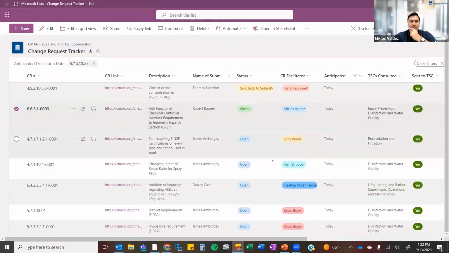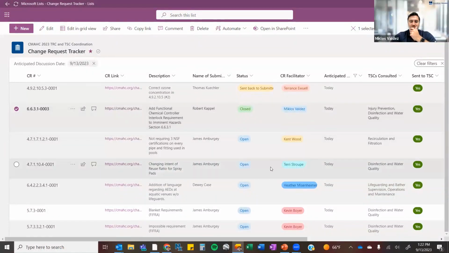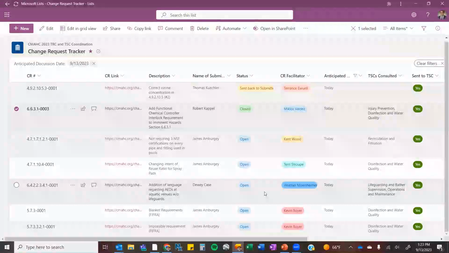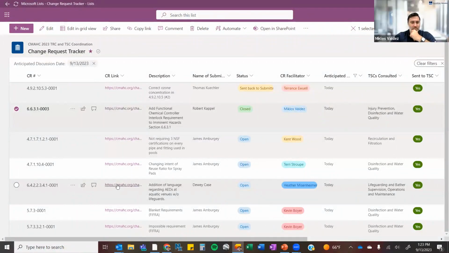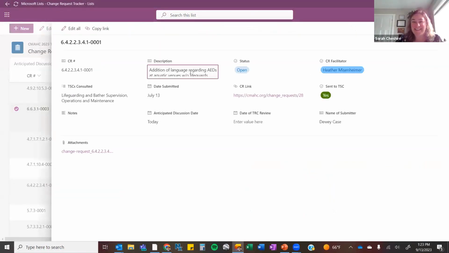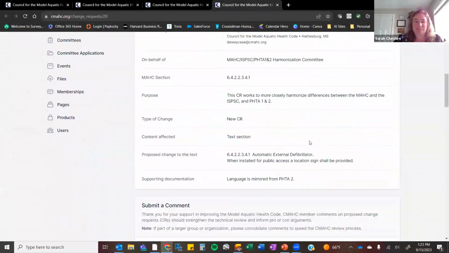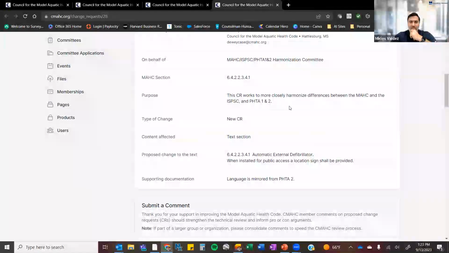We're gonna skip these two for now because we can't vote on them, but if we have some time and want to discuss after, we can. Dewey, you are not a voting member, correct? Correct. Okay, so we can discuss this one. Heather is driving right now. She texted me and said she can't make comments or talk because she's driving. I don't know that I'm prepared to discuss it, but let's open it up and see if we can have a little bit of a discussion. It says the CR works to harmonize differences between MAC and ISPSC and PHTA.